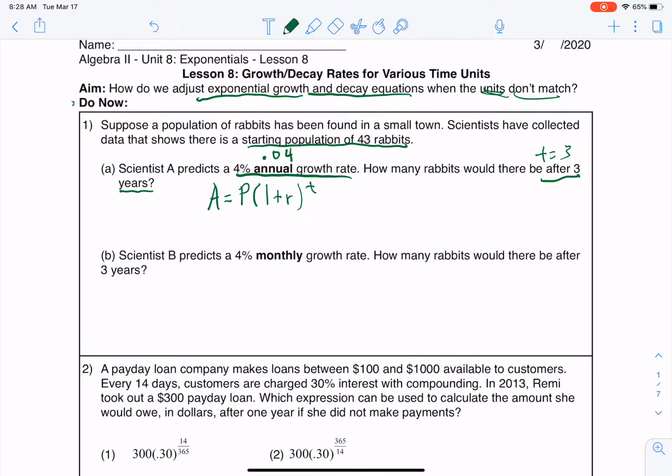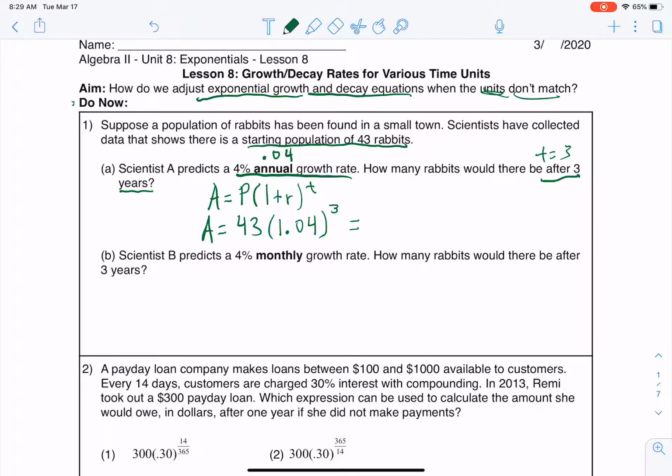Replacing what we know here, we start with 43 rabbits. Our growth rate should be written as 1.04, since I add 0.04 to 1 to get 1.04. And our time unit here is 3. That's going to give me the total amount of rabbits after 3 years.